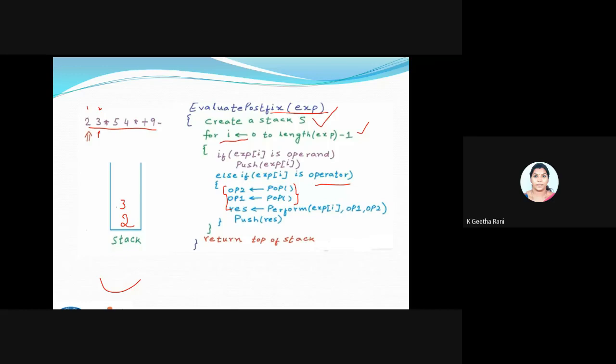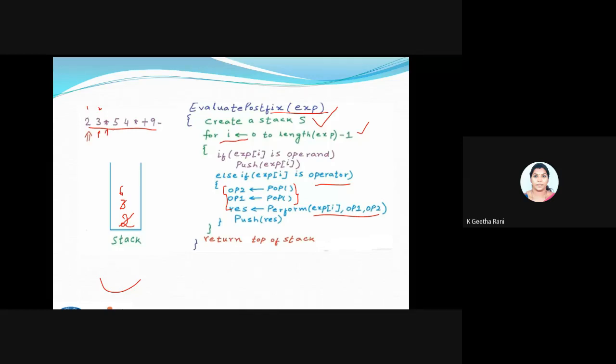I'm just making a pop. Pop means I just removed it from here. After removing it, perform the arithmetic operation. So what will be there actually? 2 into 3, 6 will be my answer. Now push the result inside the stack once again. So now my answer will be 6. This will be removed. Now go and check for the next one. So till the star, it's over.